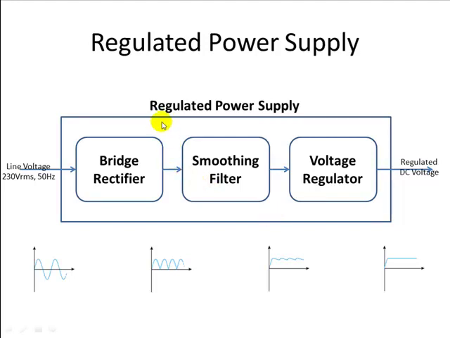A regulated power supply has three components inside it. One is the bridge rectifier, second one is the smoothing filter, and third one is the voltage regulator. Input to the regulated power supply is the line voltage, that is 230 volt RMS 50 Hz sinusoidal signal that is represented here. It looks something like this. This is applied to the bridge rectifier.